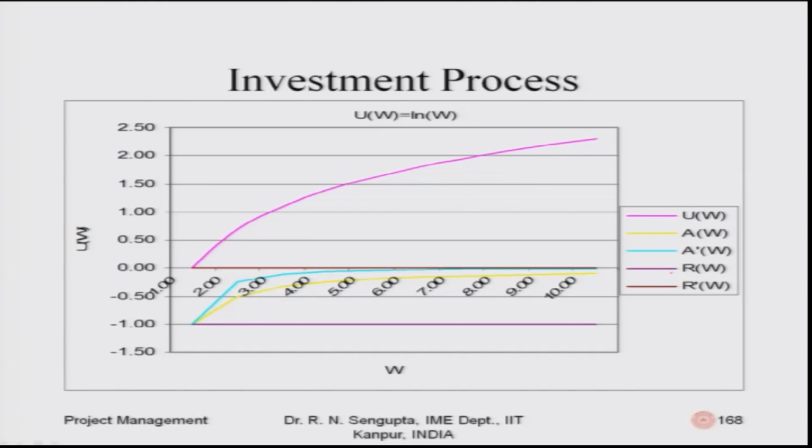Based on that, if I draw the curve, you have the utility function as ln w, which is the pink color, the yellow one and the light greenish blue one are for a and a prime, and correspondingly, unfortunately, you don't have r prime because it is 0, it will be a straight line along the x axis. So the r and r prime values are given.